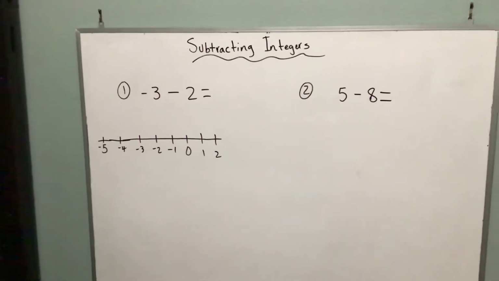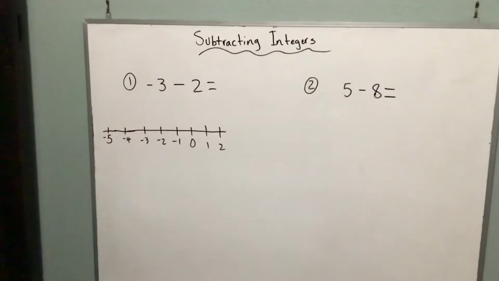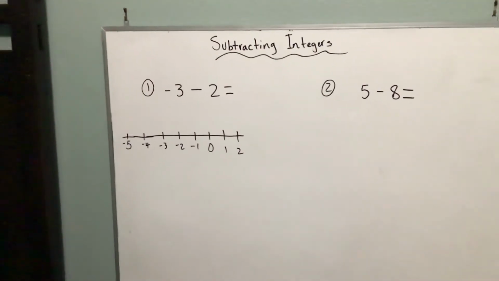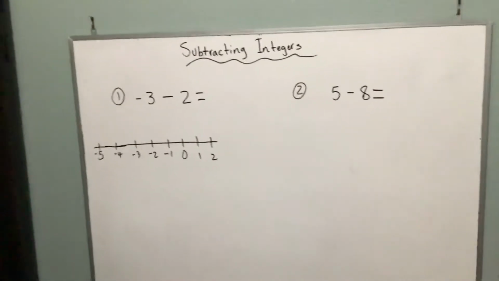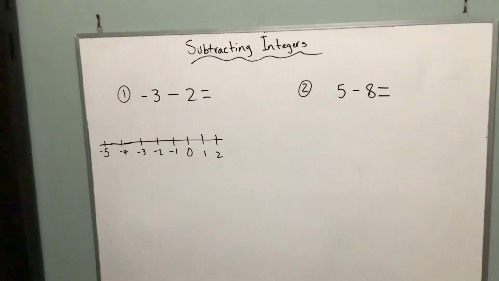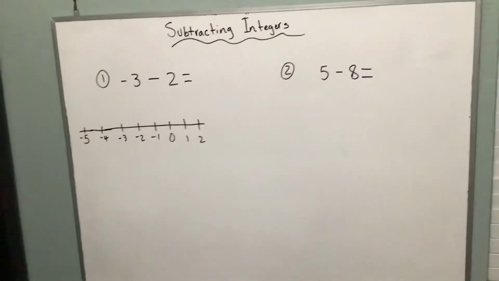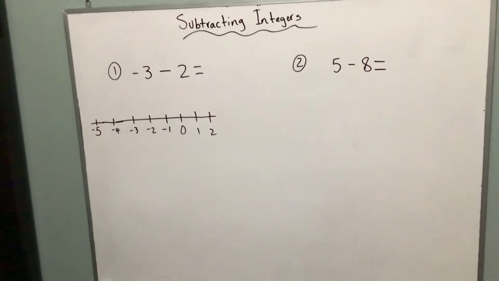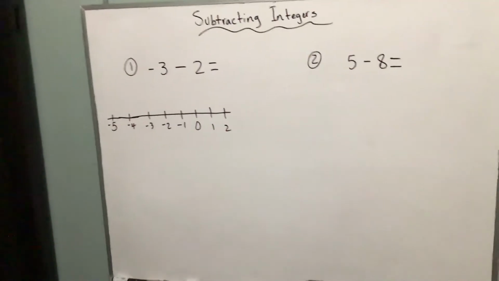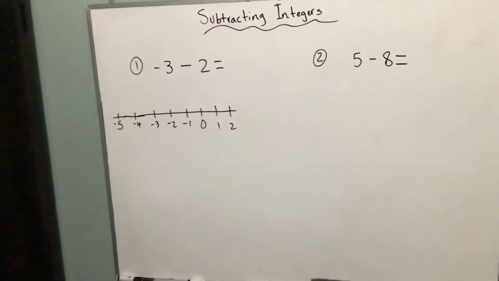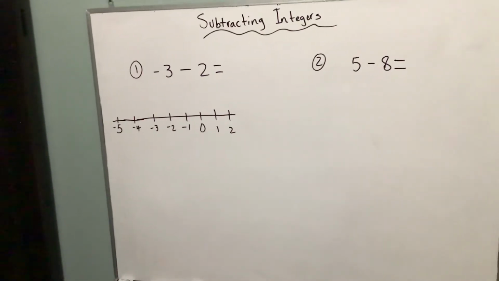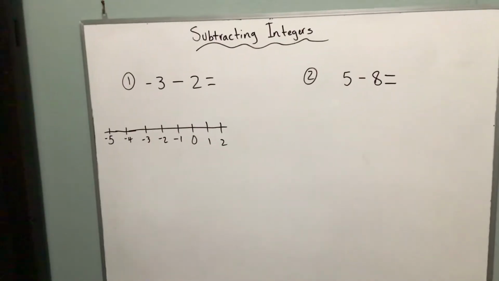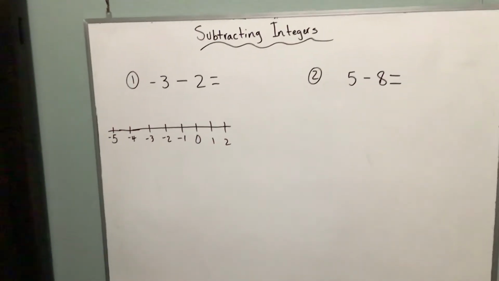Video, we're going to be subtracting integers. Again, integers are positive, negative numbers, and 0. So I have two examples here. And again, just like I did with the adding integer video, I will be solving each of those two problems in two different ways, so you can see different perspectives. And again, this will serve you as guidance to complete the upcoming assignments.